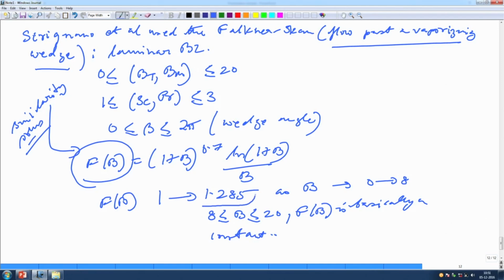So, there was about a 30% change in F(B) when B increased from 0 to 8. But there is a corresponding saturation of F(B), that means a near constant value of F(B) for the major part of B, that is from B equal to 8 to 20, it does not change at all. That was a good thing that was observed.